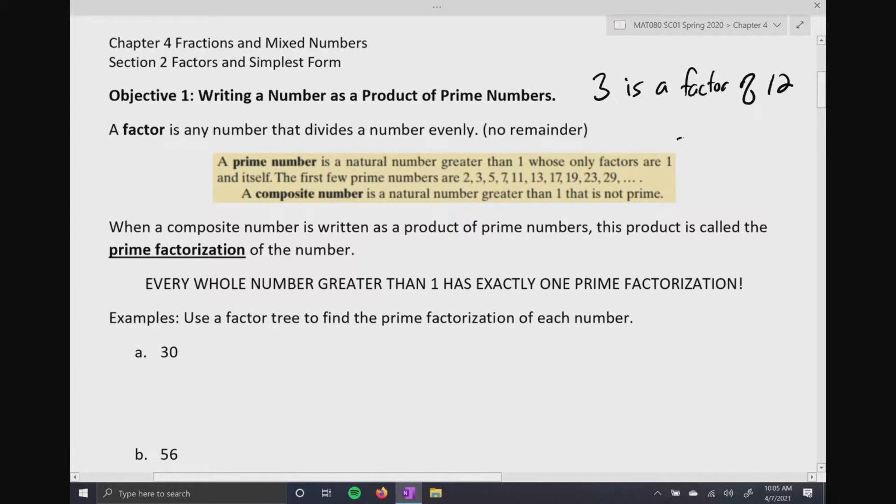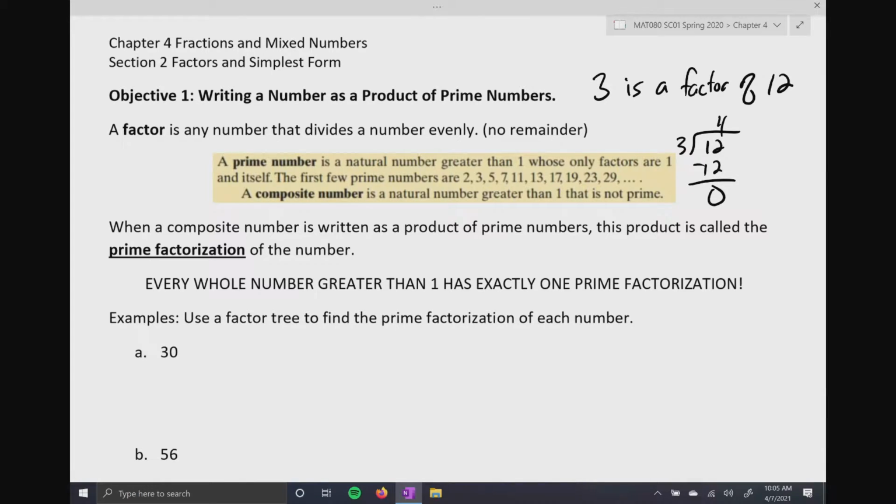Well, if I were to divide 3 into 12, notice the answer would be 4, and I would have no remainder. So I know 3 is a factor of 12. 4 is a factor of 12. 6 is a factor of 12, and so forth. Now, there are very, very special numbers.